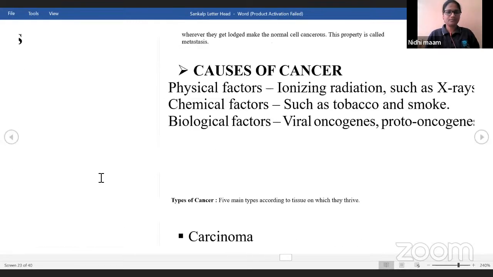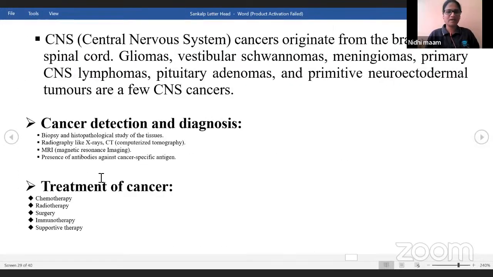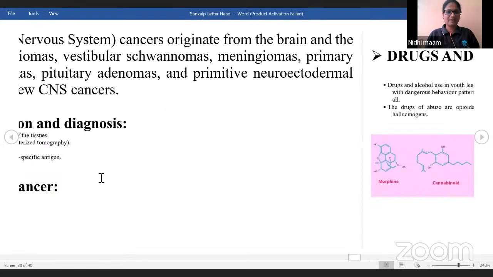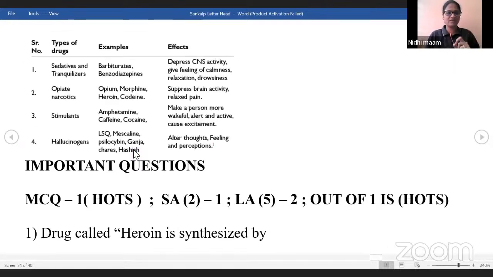Cancer, causes of cancer. Leukemia, lymphoma, myeloma, and how diagnosis is done. And drugs and alcohol, 1 or 2 questions come on this. We usually neglect it, thinking it is general, but usually questions come from it. Let us proceed with the concept of human health and diseases. Today we are going to discuss multiple choice questions, and if possible we will discuss 2 marks questions.